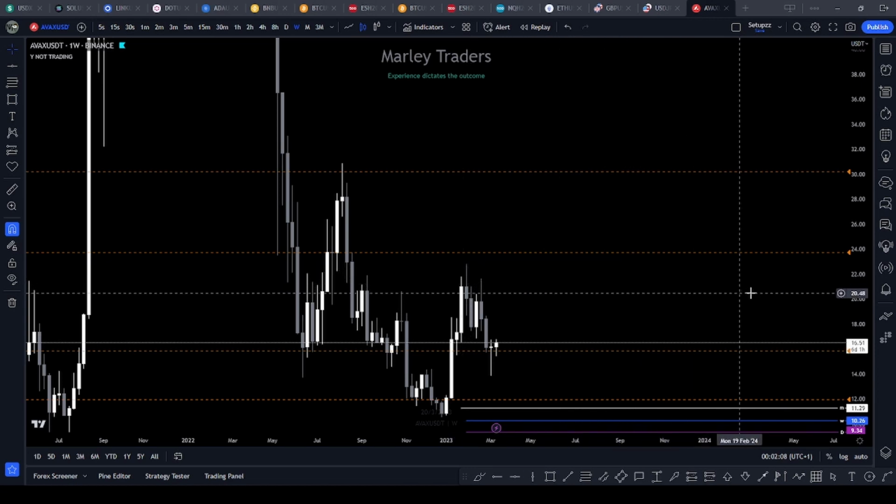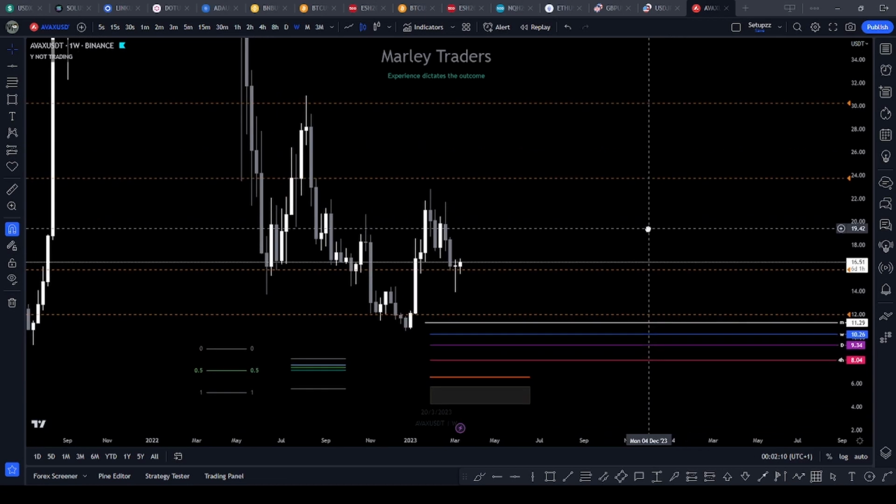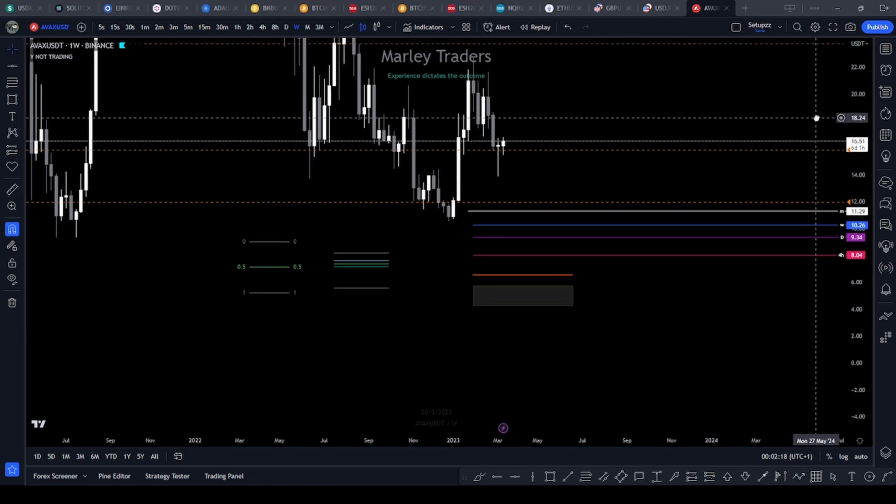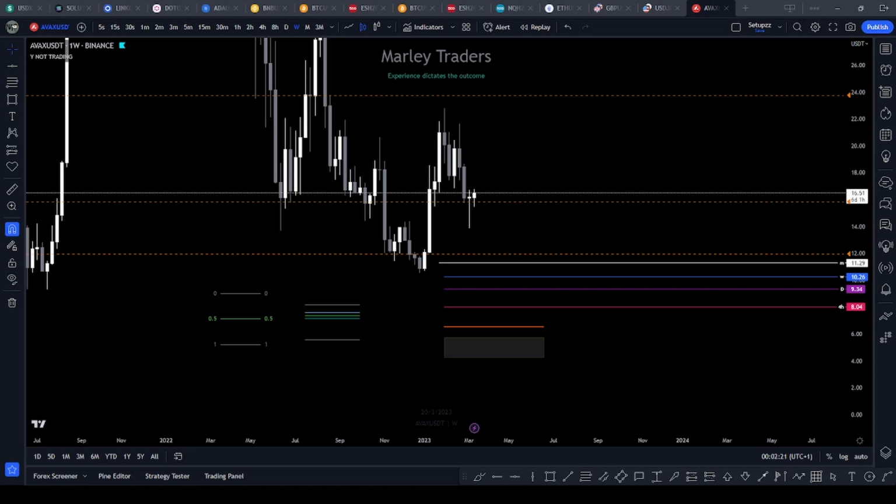I already made a little tutorial on this, part one. Now I'm making a more comprehensive one. So how do you go about it? These are the things I need to take my levels: horizontal ray, rectangle box, and a trend line.